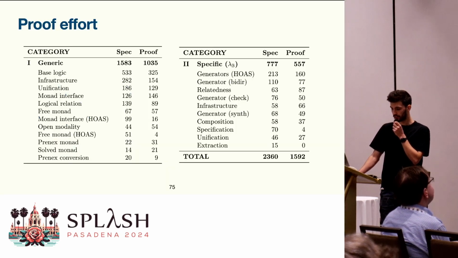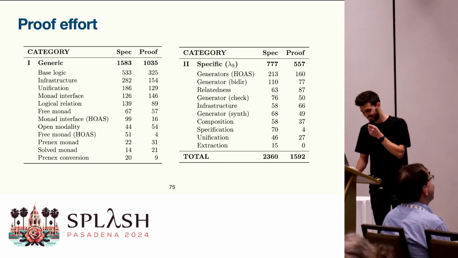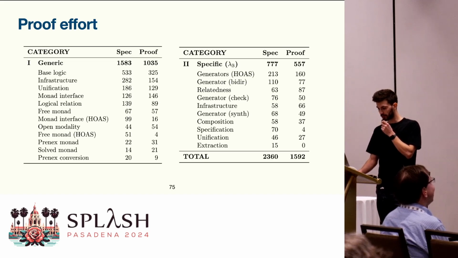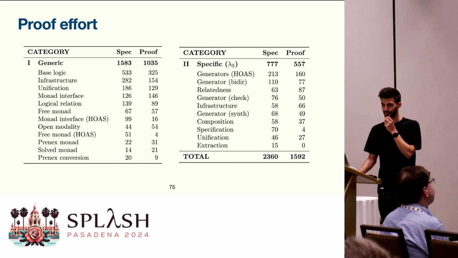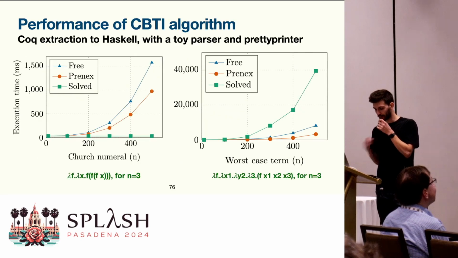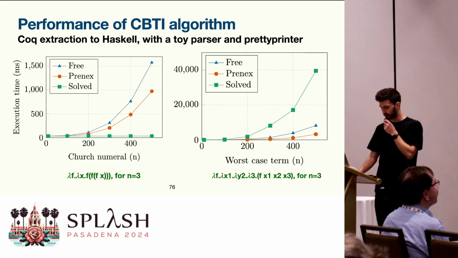We mechanize all this in Coq, just for fun, I guess. We split it into two categories. So there's this generic category and the specific one. We looked at lambda bool. We're hopefully going to generalize this to a number of type systems. But the spec to proof ratio is pretty good. I don't know if you've done mechanized proofs in Coq before, but typically you don't get close to a one-to-one ratio, so that's pretty neat. And then we also did code extraction to Haskell for our tiny type inference algorithm with a toy parser and pretty printer.